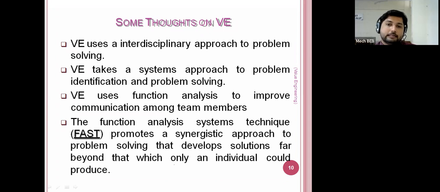Then value engineering takes a systems approach to problem identification and problem solving. Then value engineering uses function analysis to improve communication amongst the team members. The function analysis system technique, FAST, as it is called, promotes a synergistic approach to problem solving that develops solutions far beyond what only an individual could produce.